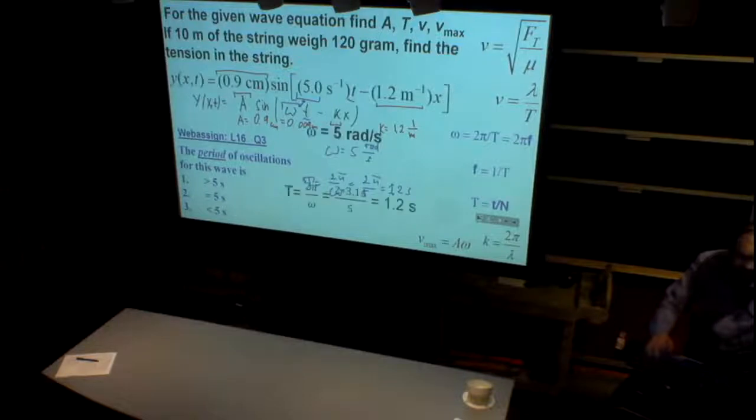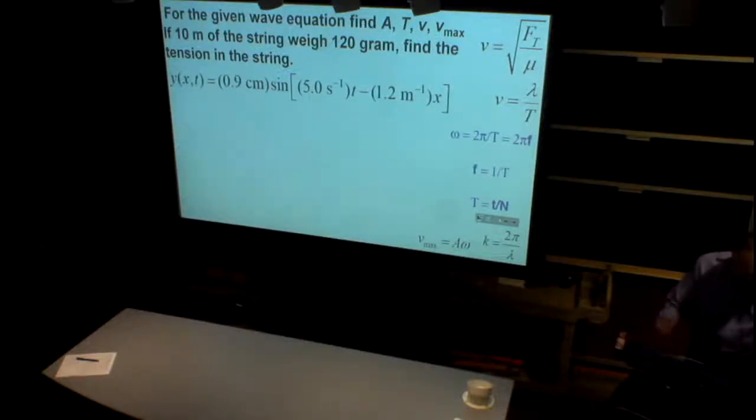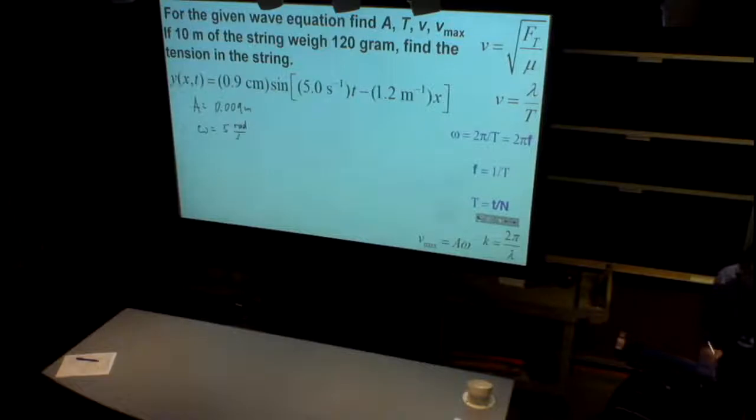You can ask any question at any time, of course. So what else can we calculate? Well, lots of things now. For example, the amplitude is a known number, 0.09. The angular frequency is 5. The wave vector number is 1.2.